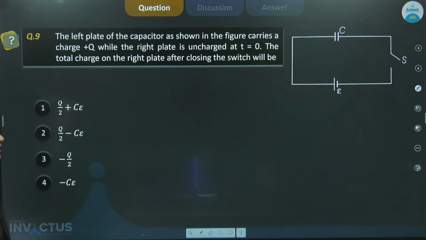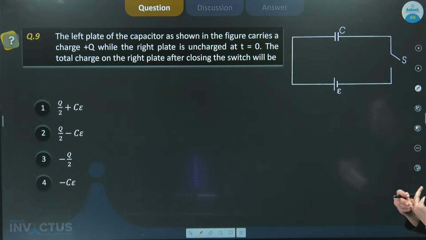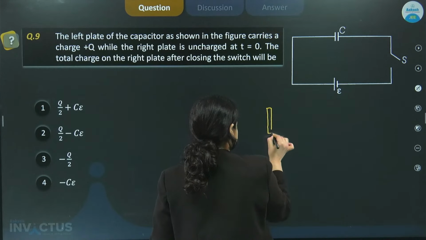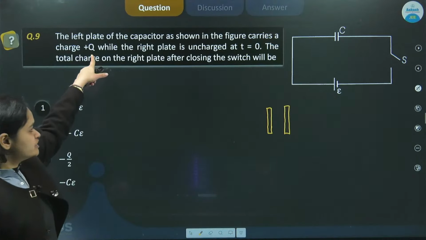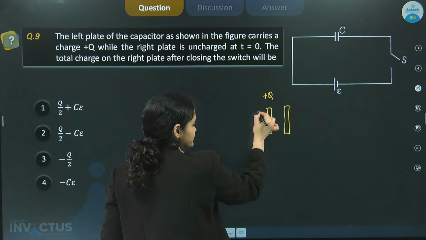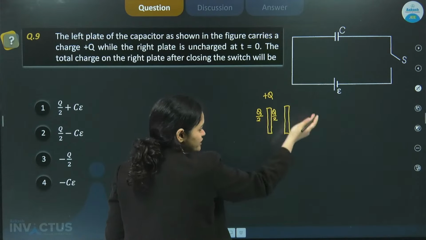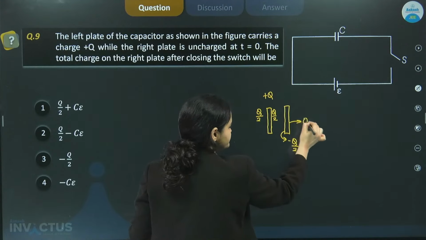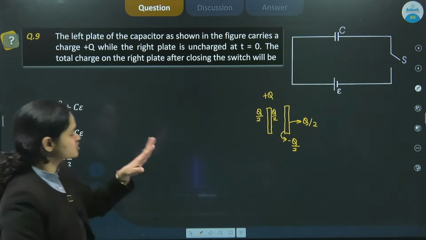Okay. Now, question number 9. The left plate of the capacitor, fine, I'll draw the plate separately here. This is the right plate of the capacitor. It is carrying a charge plus Q. So if plus Q is given to the plate, it is going to get distributed equally on both sides. Now the right plate will have a charge minus Q by 2 on the inner surface, and the outer surface will have a charge plus Q by 2 because it's a net neutral plate. Okay, so this is the initial arrangement.